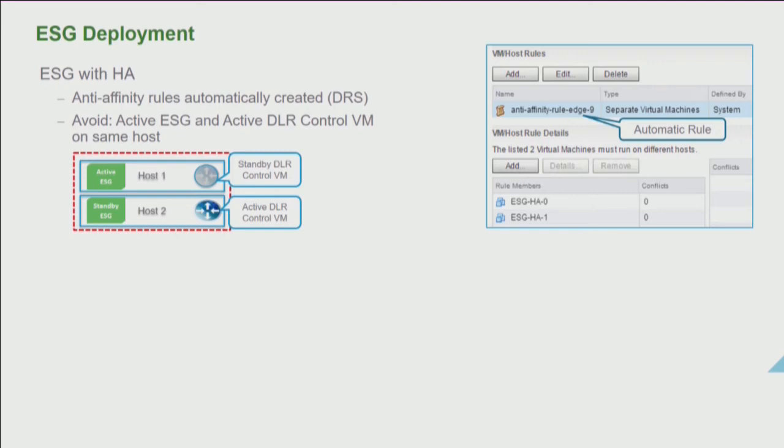So ESG with HA, all of our anti-affinity rules to keep those active and standby virtual machines on different hosts are going to be created automatically. And a note that we have on here, we want to absolutely make sure that we create DRS anti-affinity rules for our active ESG and our active DLR control VM. Okay, we do not want those on the same host. If they end up on the same host and that host ends up having a failure, we will actually start to drop traffic.